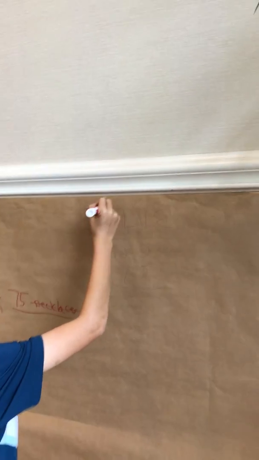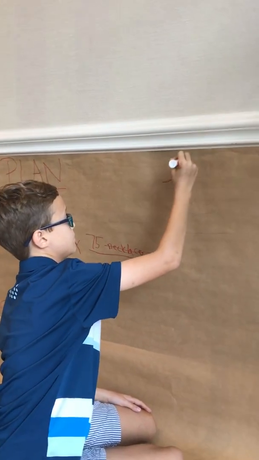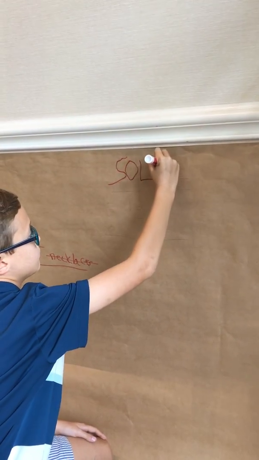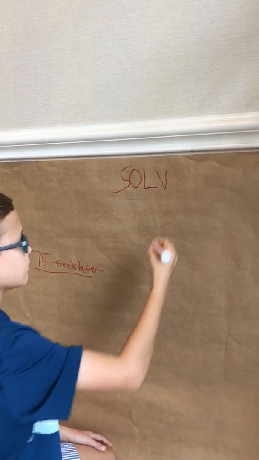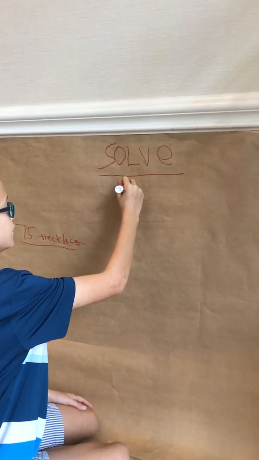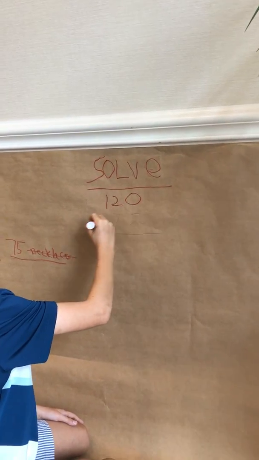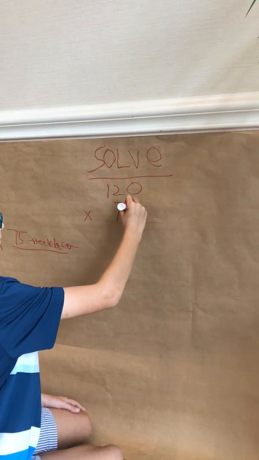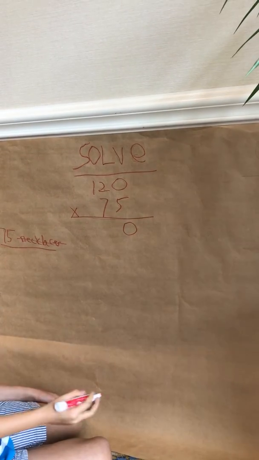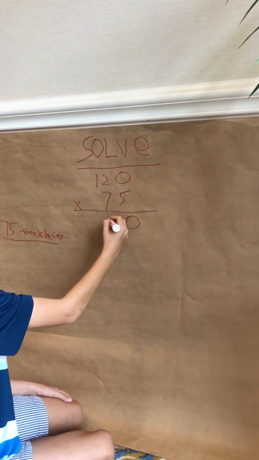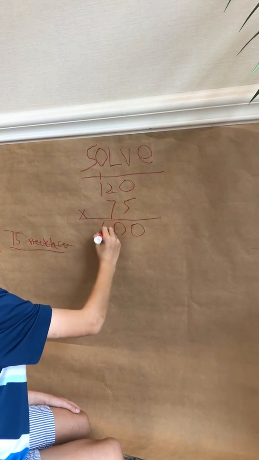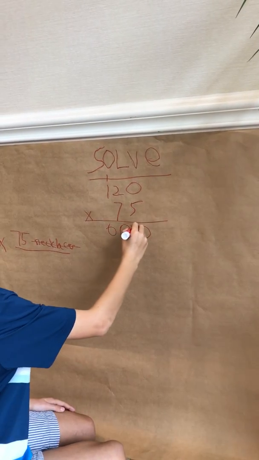Now you move on to solving the problem. You do 120 times 75. 0 times 5 is 0. Put that down there. Then 2 times 5 is 10. 1 times 5 is 5, plus 1 is 6. So you get 600 down there.